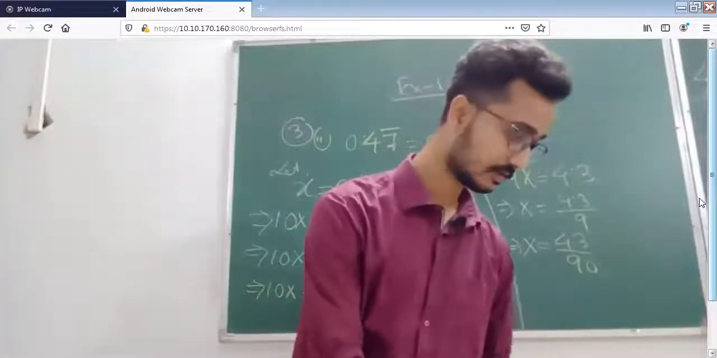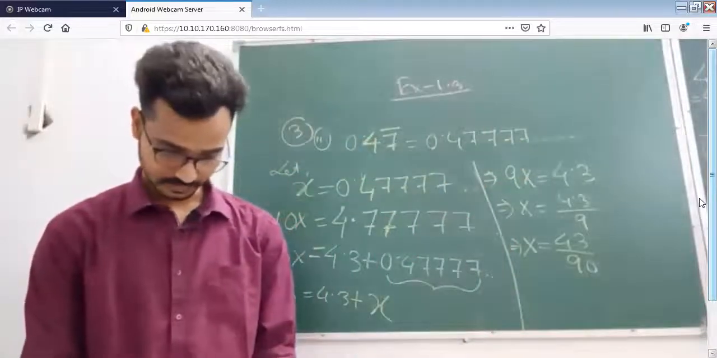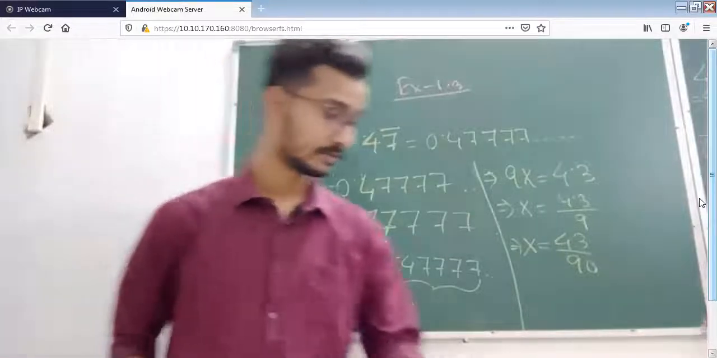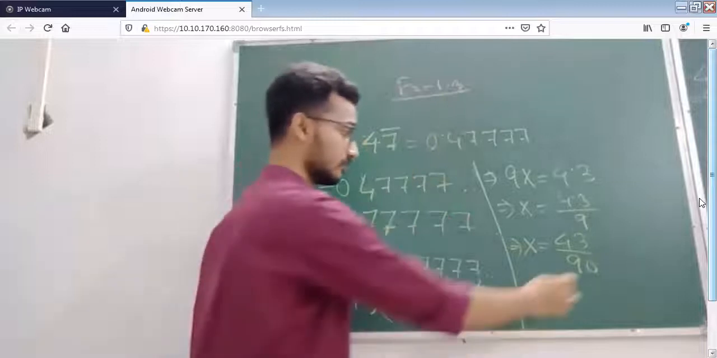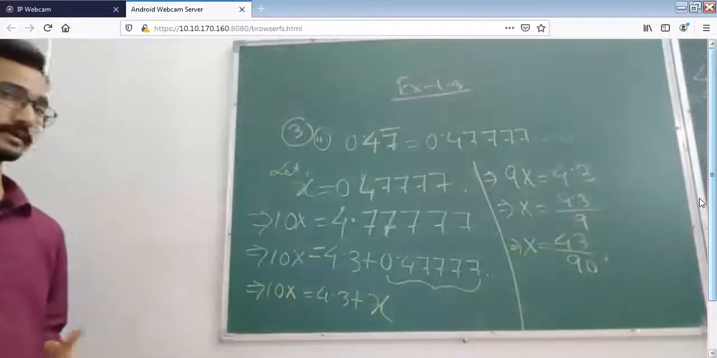So write down where P equal to 43 and Q equal to 90, and Q does not equal 0.